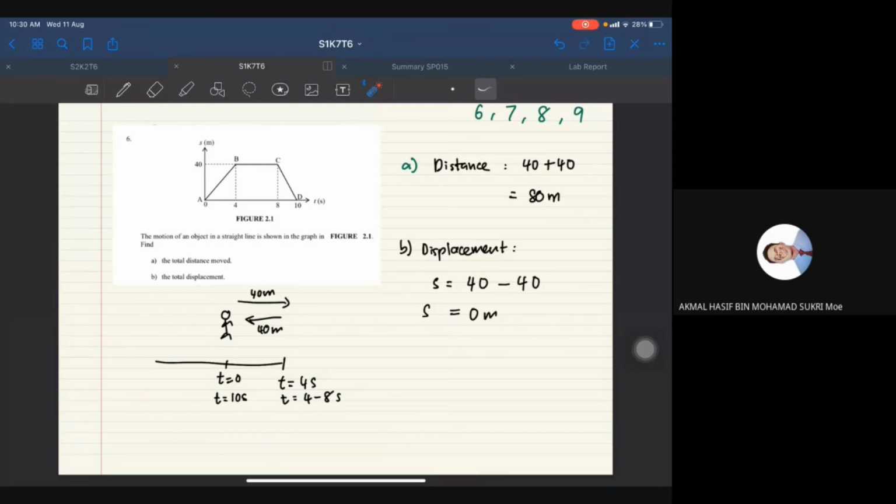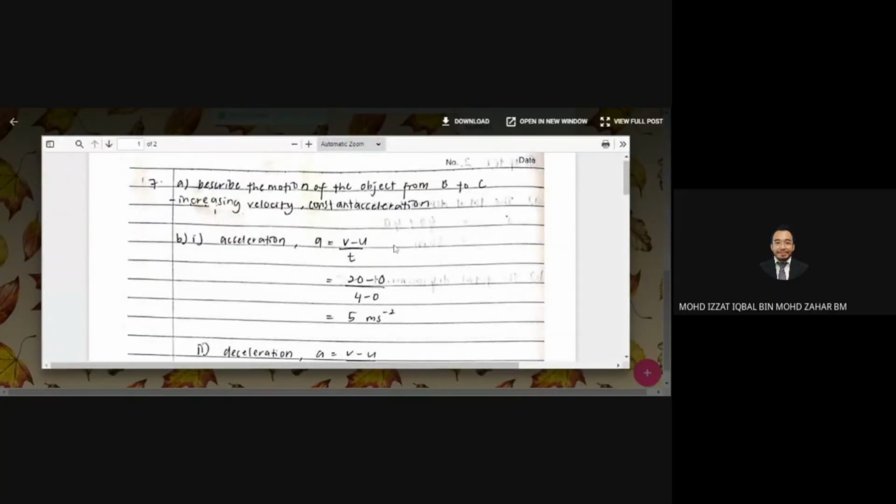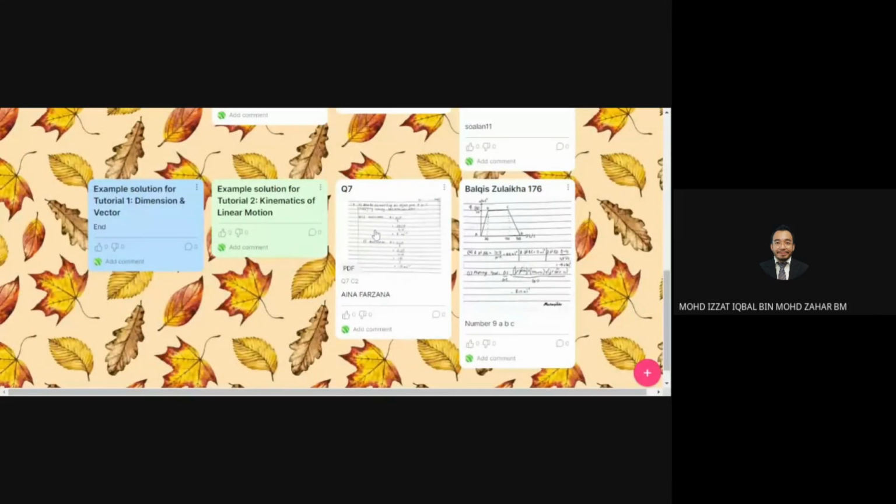Okay, question 7 kita ada solution dia. So, I'm gonna go back to my laptop. Okay, question number 7. So, kawan kamu dah post. Ni siapa yang post? Sorry. 7. Siapa buat tadi? Aina.